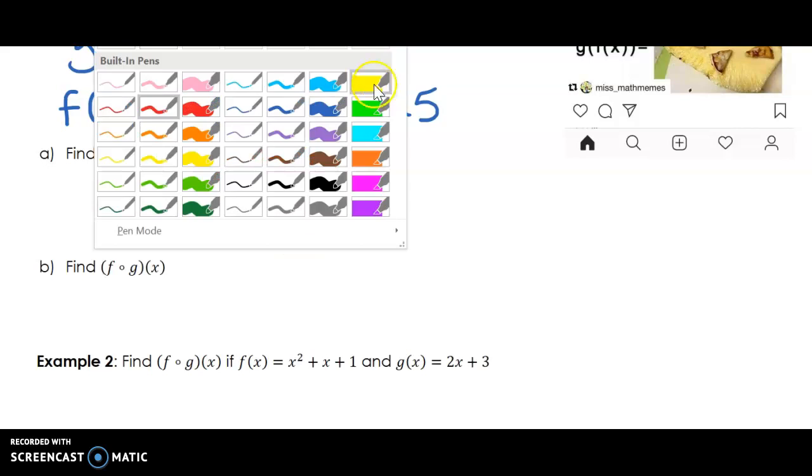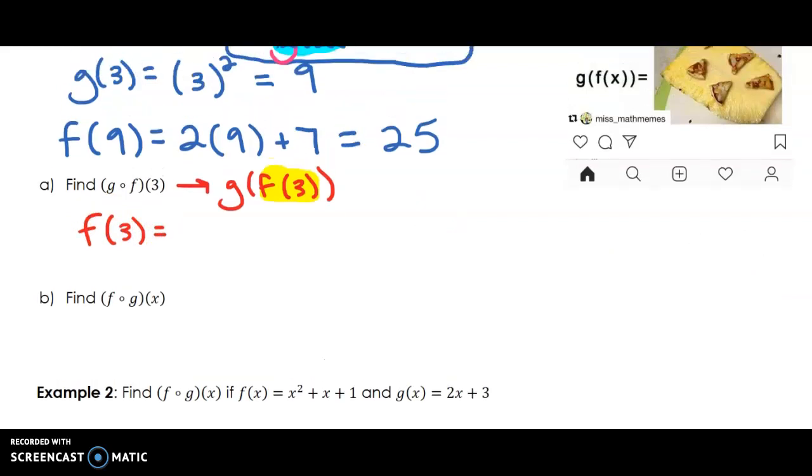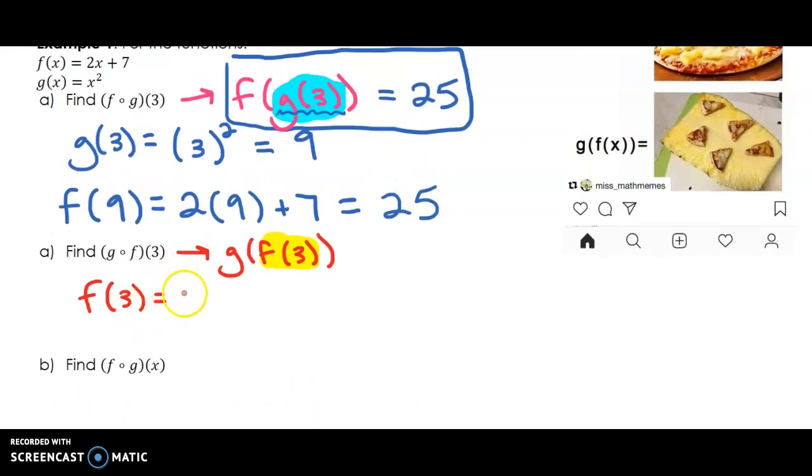Yeah, I really am hoping you were able to say, hey, we are focused on our innermost function, which is f of 3, and that's it. Right, that is our main focus right now. Let's go ahead and find f of 3. Ah, my stuff disappeared. Okay, f of 3. I can't remember what f of x was. Plug in 3 for x. 2 times 3 plus 7. You tell me, what is f of 3?